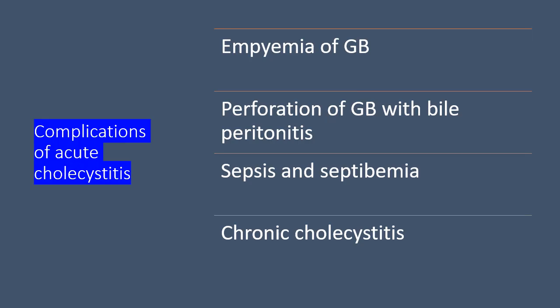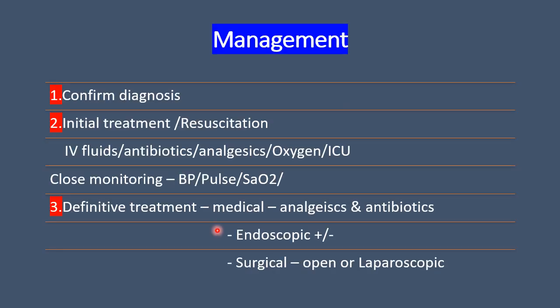What are the complications of acute cholecystitis? First, empyema of the gallbladder, where there is formation of pus within the gallbladder due to cystic duct obstruction or gallbladder outlet obstruction at the Hartmann's pouch. Perforation of the gallbladder with bile peritonitis is another serious complication. Then sepsis and septicemia related to empyema of the gallbladder, and repeated attacks leading to chronic cholecystitis.